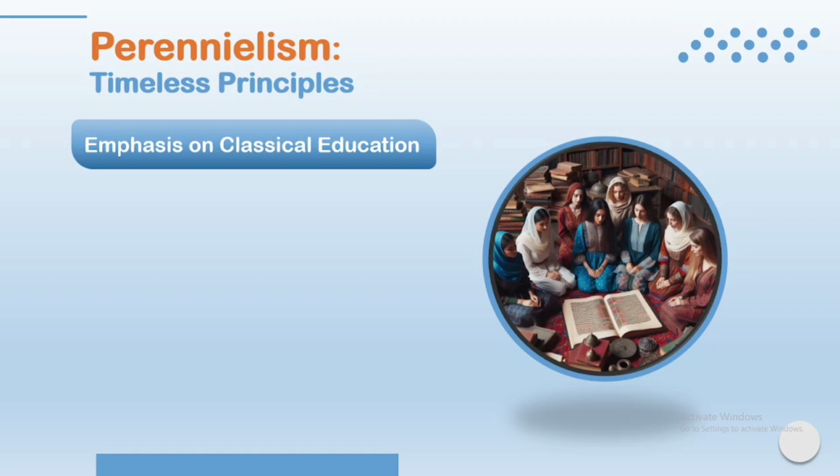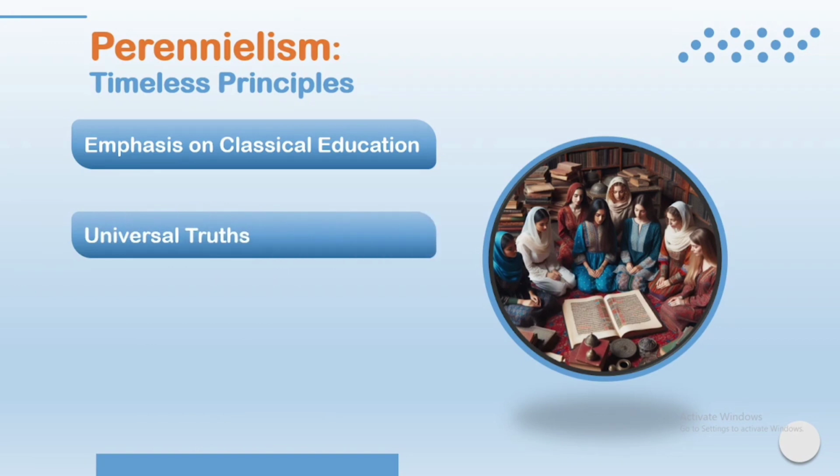Perennialists advocate for a curriculum based on classical works and ideas drawn from historical and cultural foundations. Great works of literature, philosophy, and science are considered essential for understanding human experience. Perennialism posits that there are universal truths and values that transcend time and cultural differences. The focus is on exposing students to these enduring ideas to provide a solid foundation for intellectual and moral development.